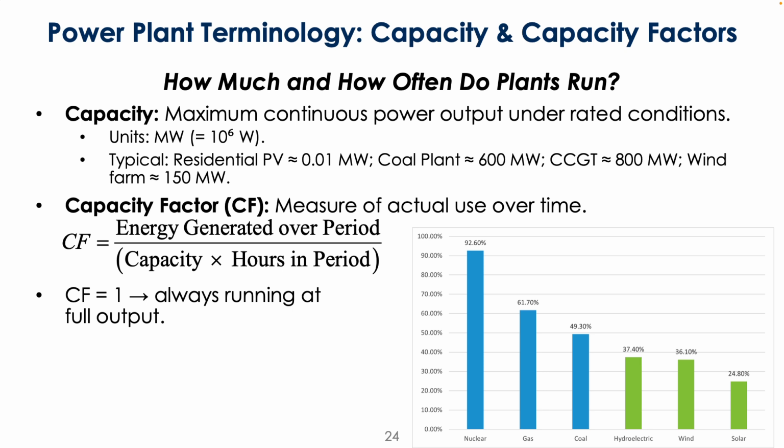What is PV, where it says typical residential PV? Yes, the residential PV is solar on your rooftop. PV is photovoltaics. And CCGT? That's a combined cycle gas turbine, and I'll talk about that in just a couple minutes.